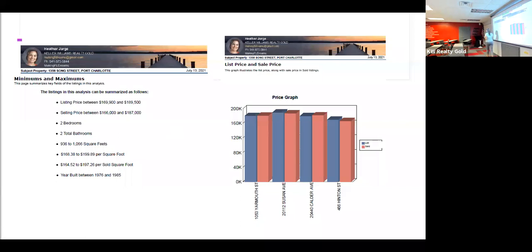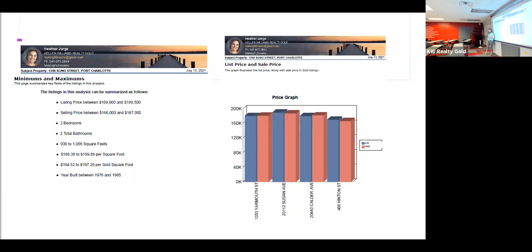So we're looking for maximums and minimums, because when you're doing a CMA, you want to know exactly where we're standing. Here's the analysis. The listing price is $169 to $189.5. What did they actually sell for versus a list price? They all have 2 bedrooms, they all have 2 bathrooms. My square footage, remember we were talking about how specific you want to get in square footage? Your maximum that you really want to do, if you can stay in that same neighborhood, is 20%. And that's a big number.